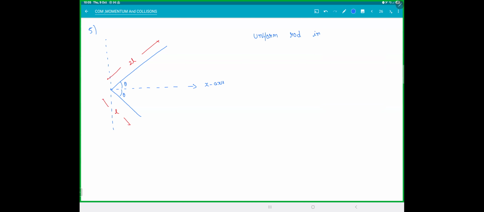A uniform rod is bent into an equal V shape. Find center of mass. I want both the x coordinate and y coordinate. So this tip here is your origin. X-axis is the angle bisector.